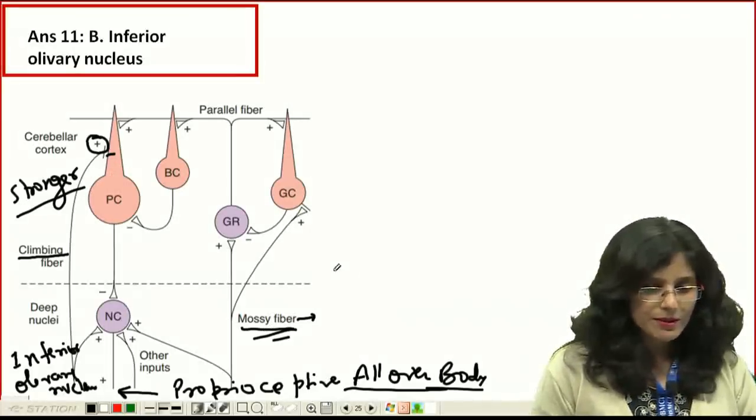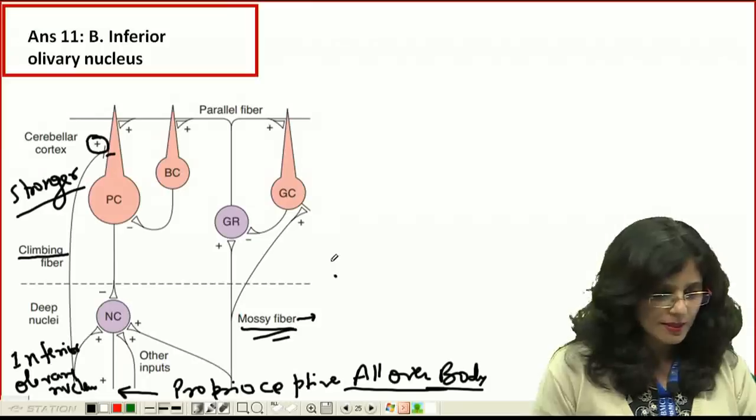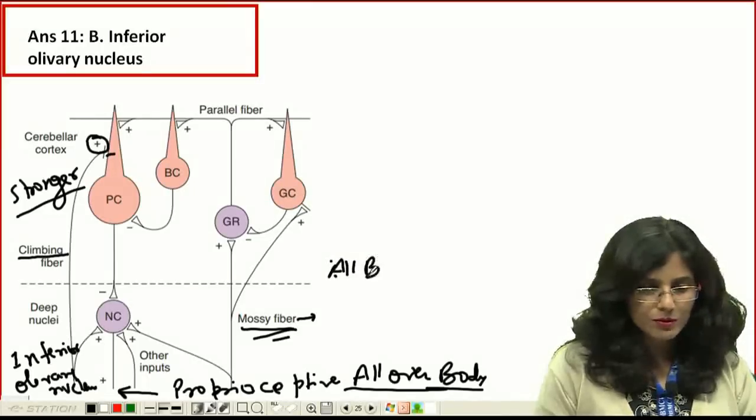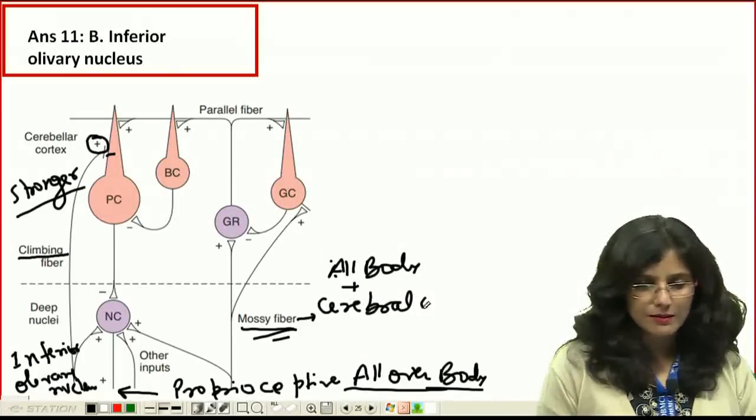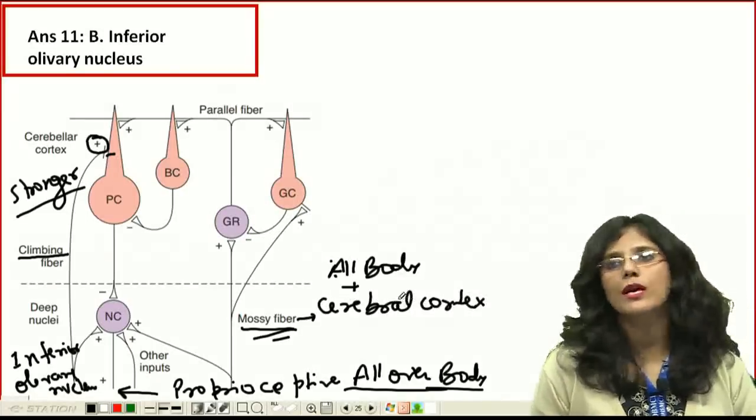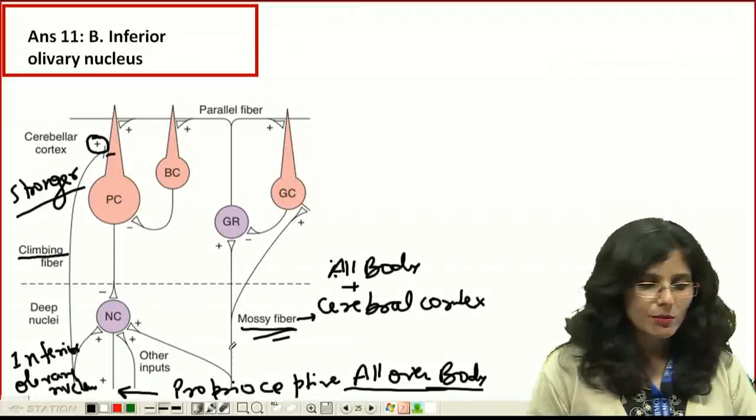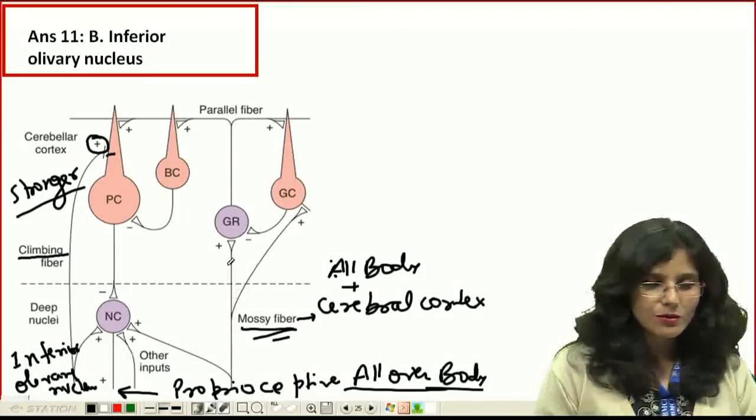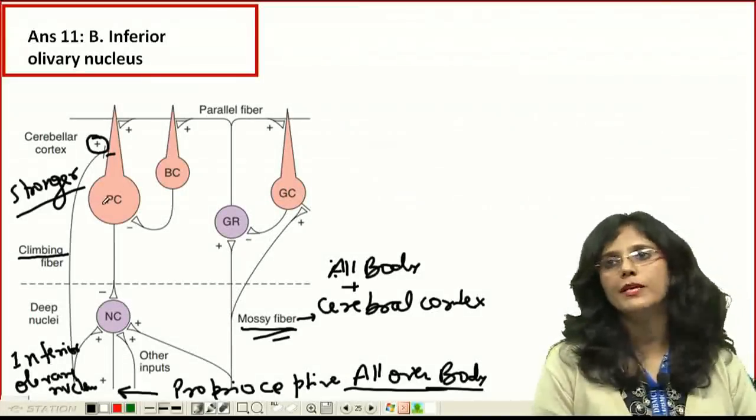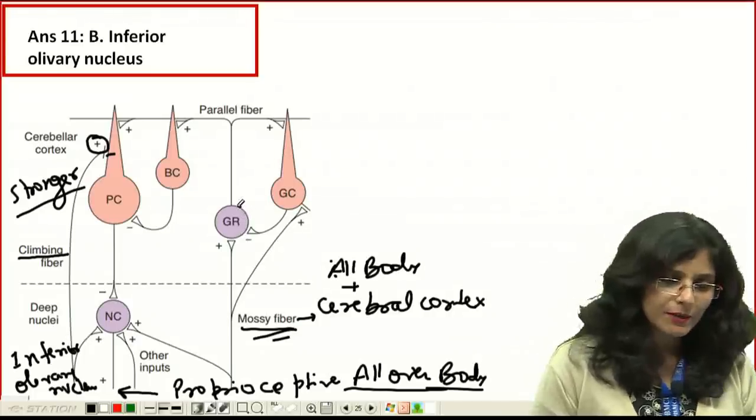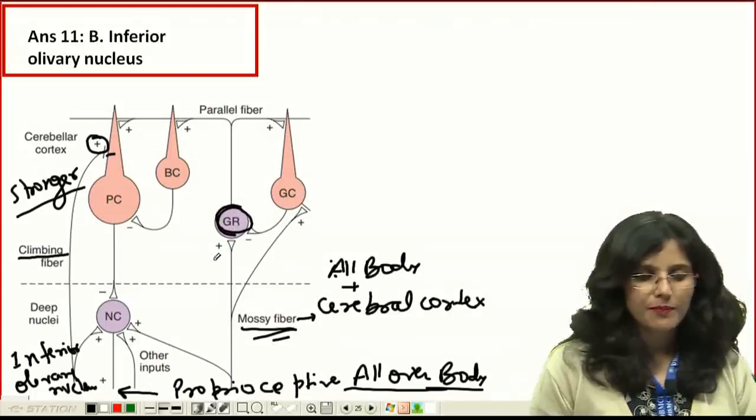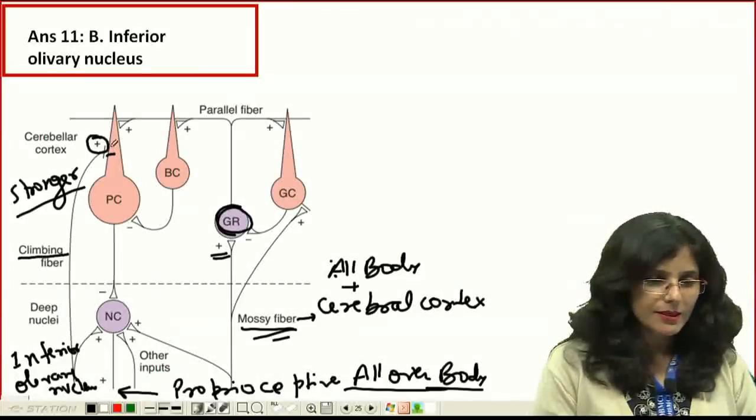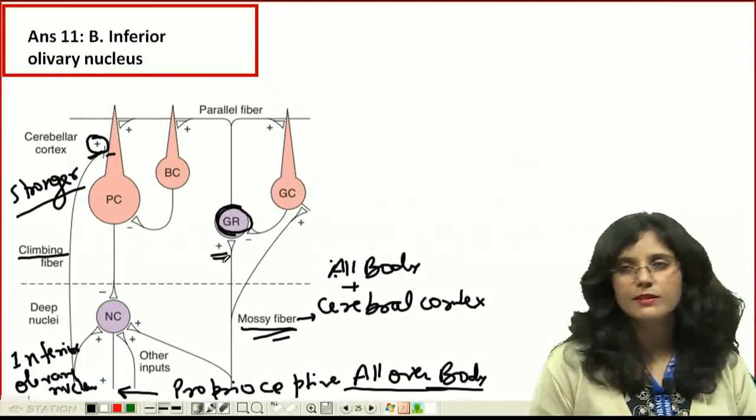Another is mossy fibers. They take the proprioceptive inputs from all over the body also, plus from the cerebral cortex via the pontine nuclei. And if you see the mossy fibers, they do not go directly to the Purkinje cell; they give supply to the granule cell. But both are excitatory, the climbing fibers as well as the mossy fibers.